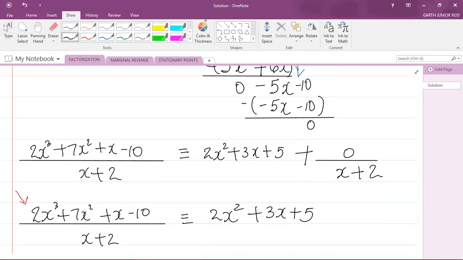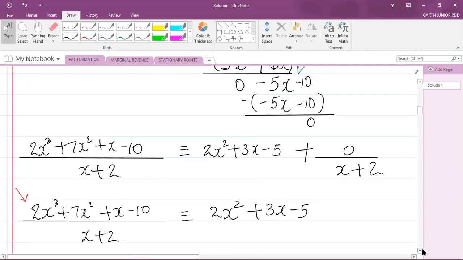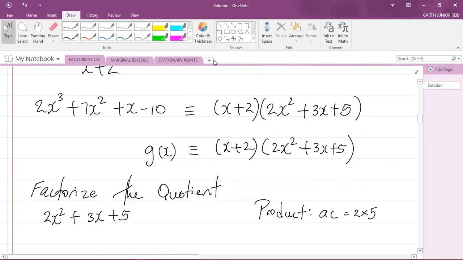We're supposed to have a negative 5 here, not positive 5. All right, let's just correct that. Negative 5, negative 5. Great. And let's correct it here also. So we have negative 5 here, negative 5 here, and also negative 5 here.